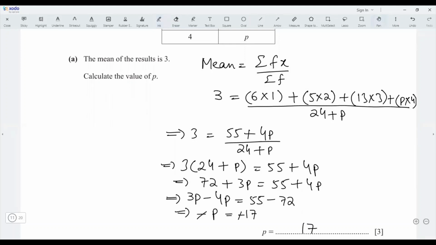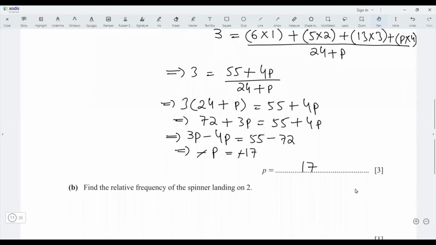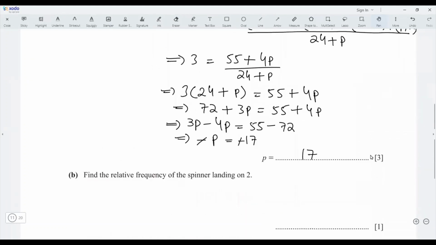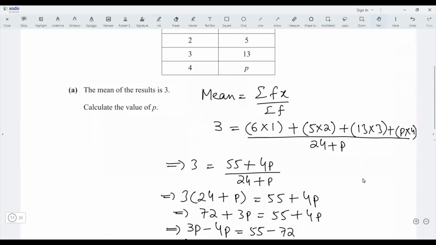So I hope you understand this. Next, we have to find the relative frequency of the spinner landing on 2. What is the frequency of the spinner landing on 2? That is 5. So we have to divide 5 by the total frequency. The corresponding frequency will be divided by the total.